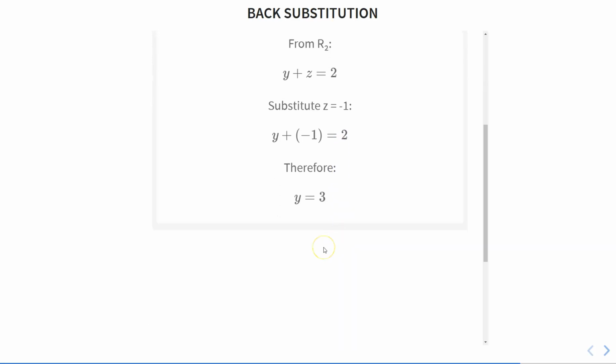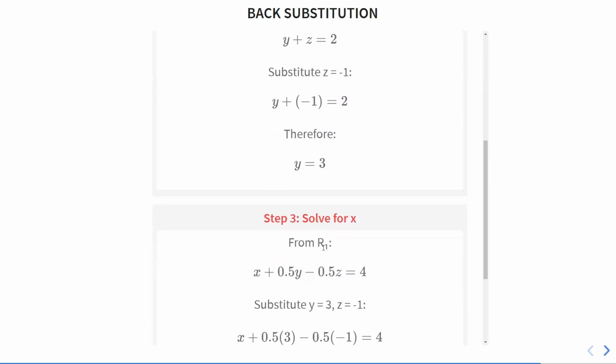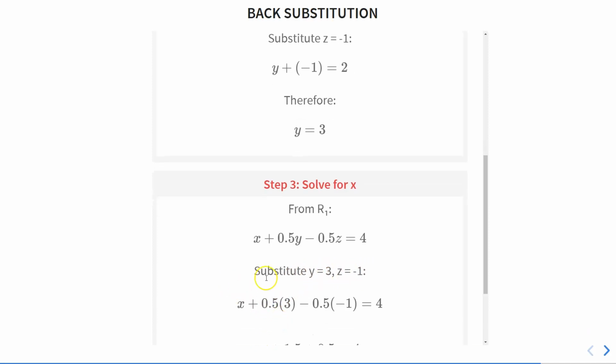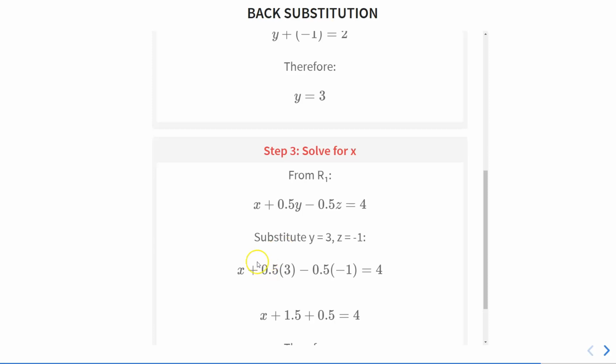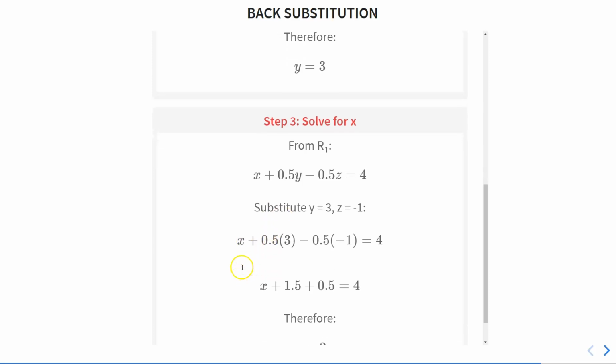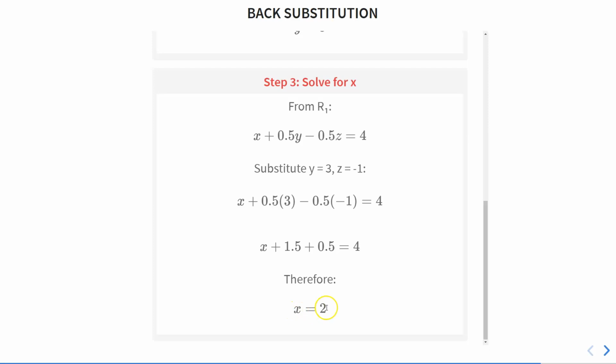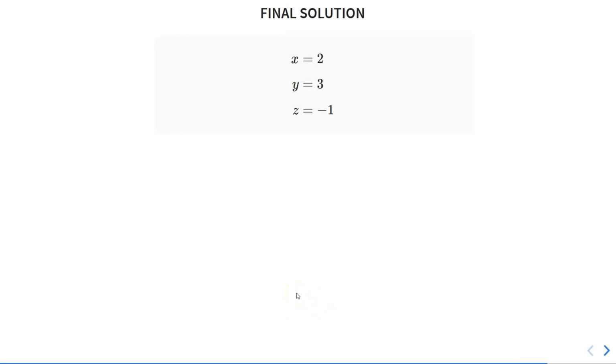Next, for R1 we have x plus 0.5y minus 0.5z is equal to 4. Now substitute y equal to 3 and z equal to minus 1. If I do the calculation, we'll get x is equal to 2. So finally we get x is equal to 2, y is equal to 3 and z is equal to minus 1.